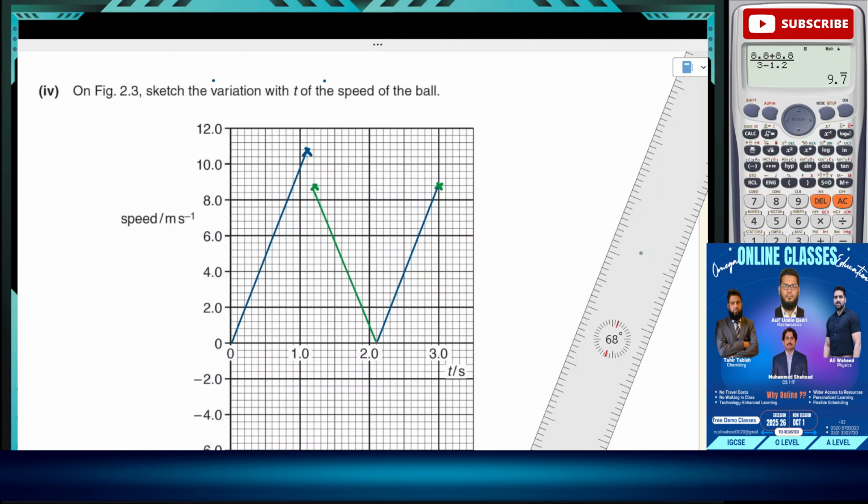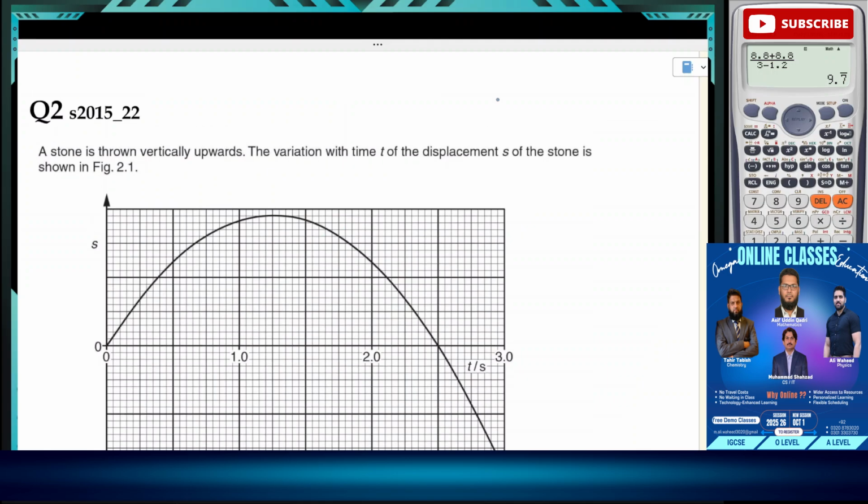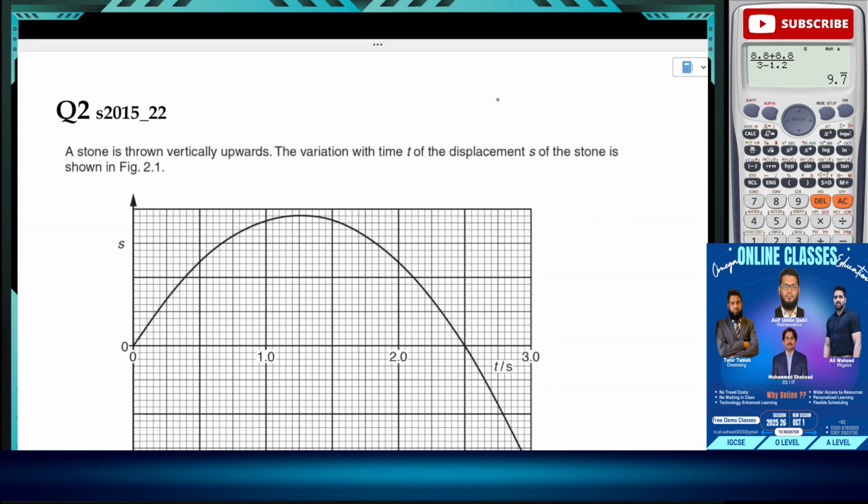That's it. If you want to draw the dotted line from here up till 1.15 second, we are fine with it. But I would say just leave that part, because that dotted line or the vertical line that shows the time of collision is not actually part of the graph. So you can skip that one. Let's move on to the next question.